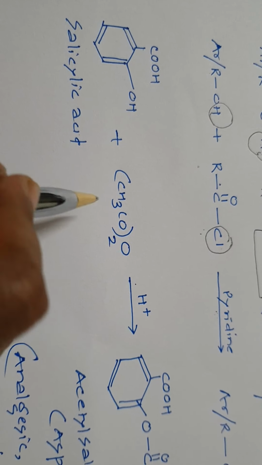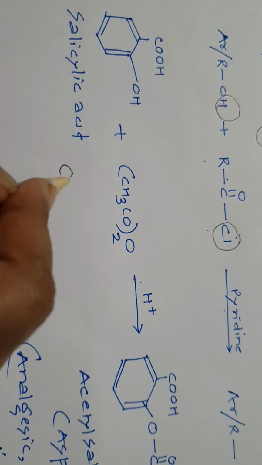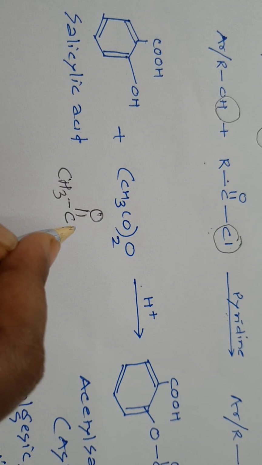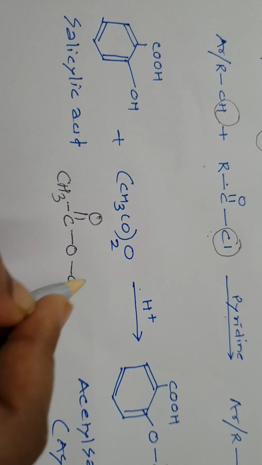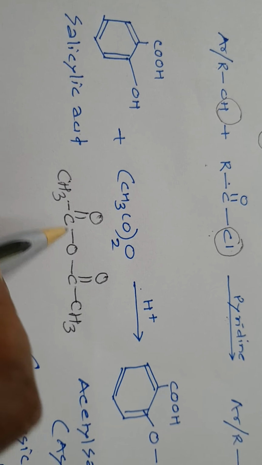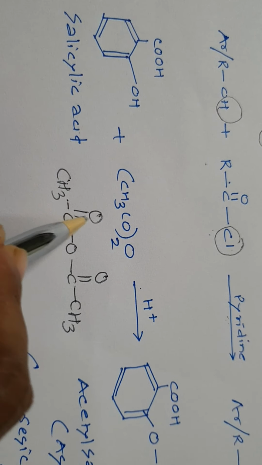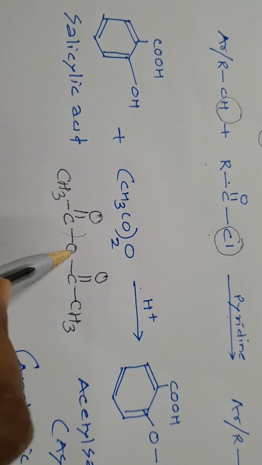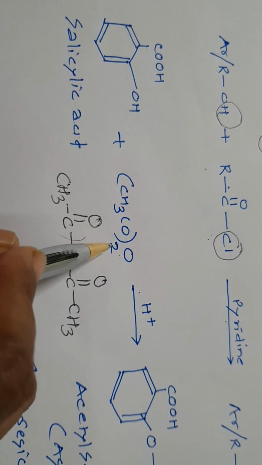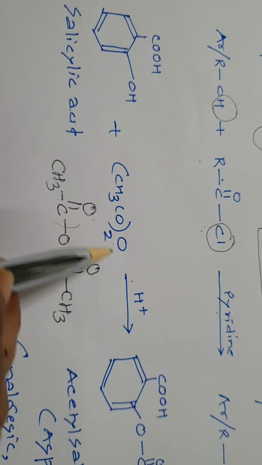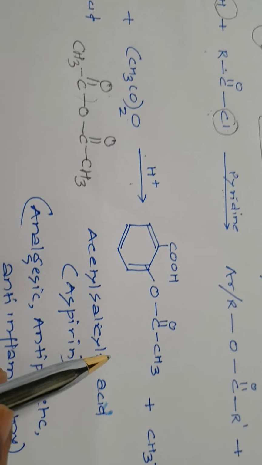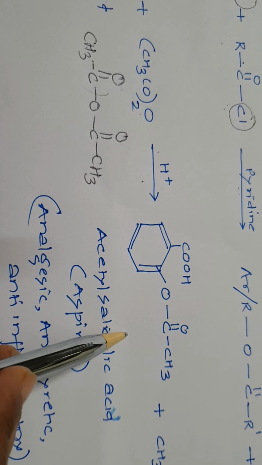Now, we can write this one as CH3, C double bond O, O, C double bond O, CH3. Rather than that, we are just writing CH3, C double bond O, twice, and outside that I am writing oxygen. So this is a shorter way of writing down the formula. The reaction occurs in presence of an acid to give us an ester. So this is the ester which is formed over here.